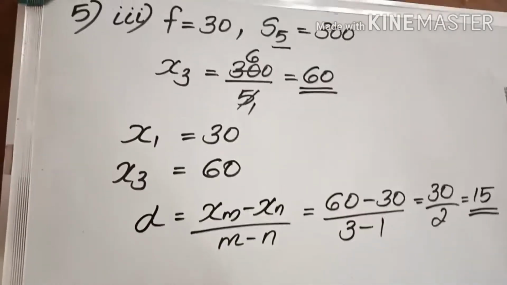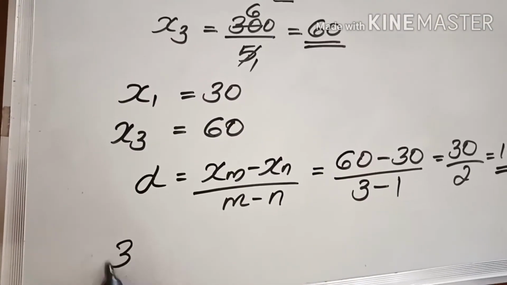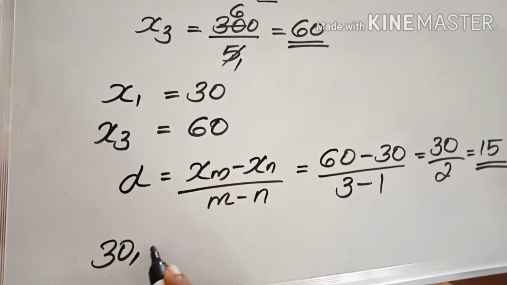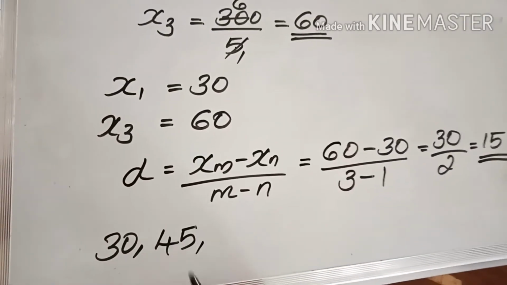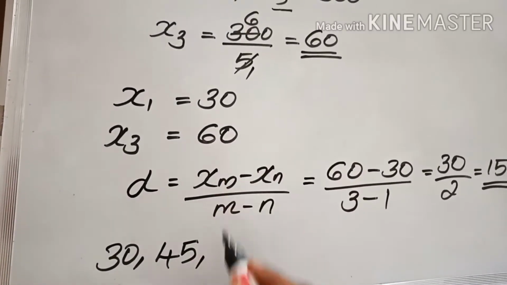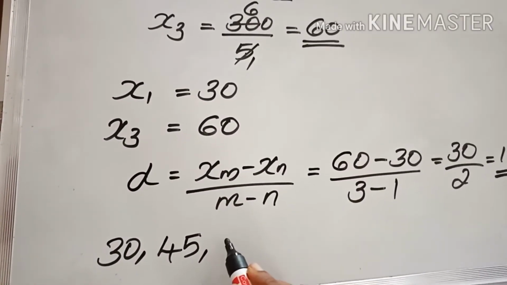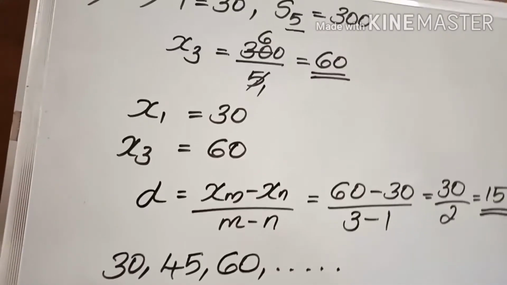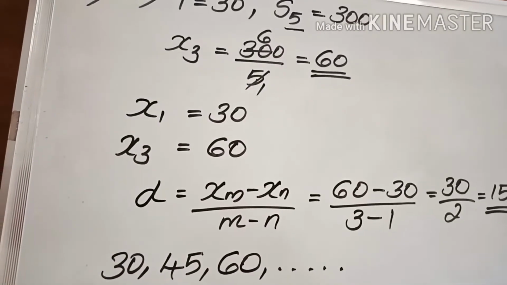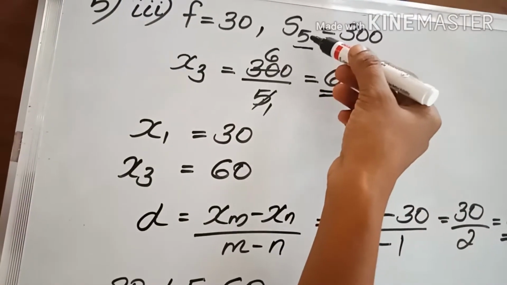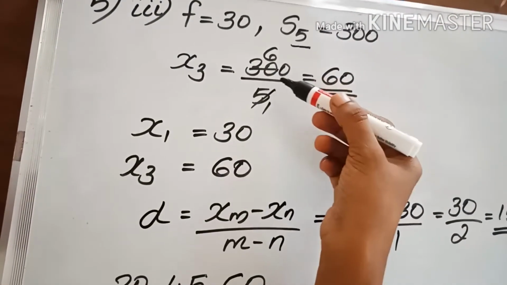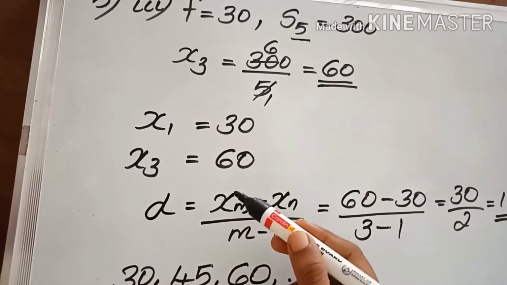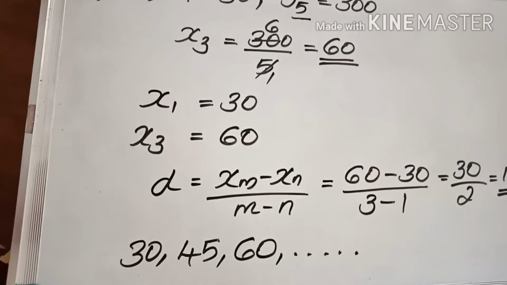Then what will the terms be? The first term is 30. The second term will be 30 plus 15, that is 45. The third term we already got: 45 plus 15, the answer is 60. So these 3 are the first 3 terms of this particular sequence. Because this is an odd number, we apply the average rule. After that we found the common difference, then using the common difference we found the second term and third term.